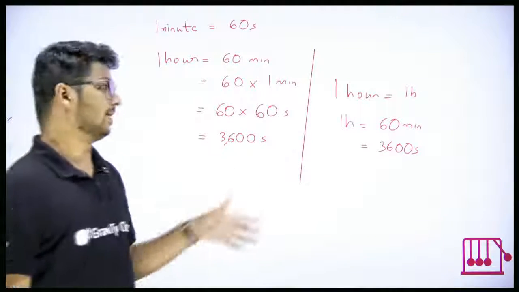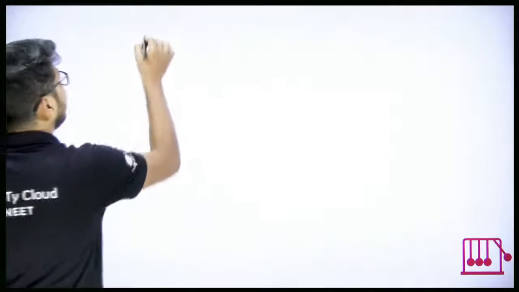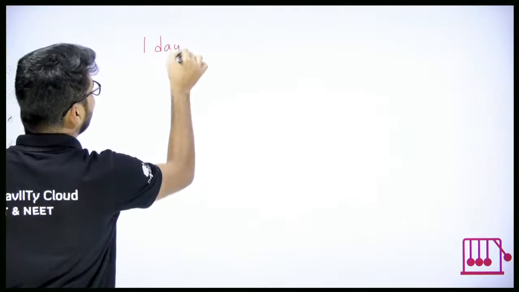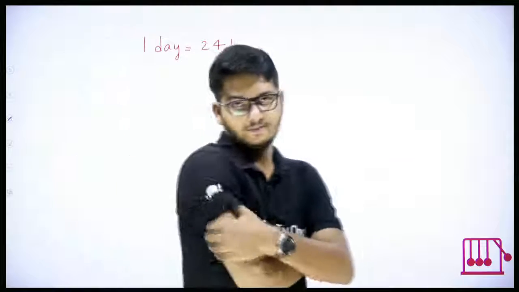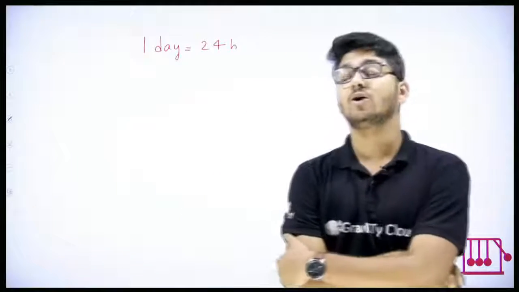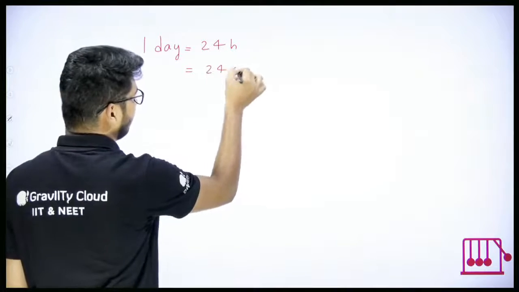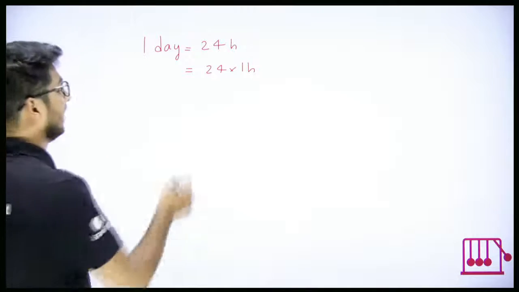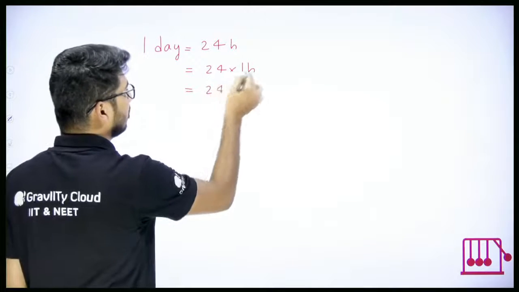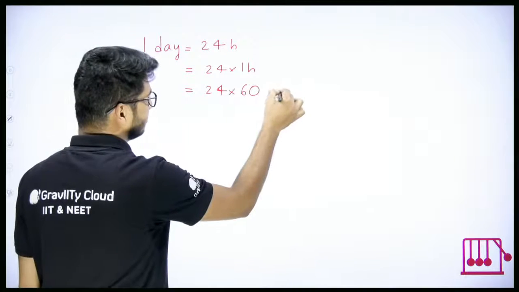Clear? Okay, that's good. So we learned about minute, we learned about hour. Do we have anything else? We have a day. What is 1 day equal to? 1 day is equal to 24 hours. In 1 day we have 24 hours. Then can I write this as 24 into 1 hour? 24 into 1 is 24, my mistake. And what is 1 hour? 1 hour is 60 minutes.